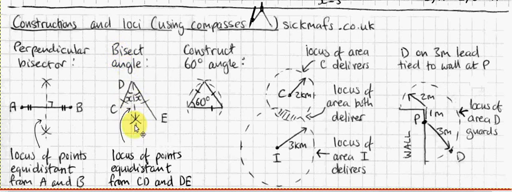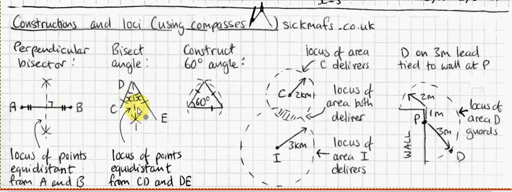Anyway, you've bisected the angle. And again, it ties into the word loci or locus. Locus is singular, as I said before. Basically, it tells you all the points, this line here, that are equal distance from CD and DE, which are 2 lines. So all the points on here are equal distance from this line and this line.